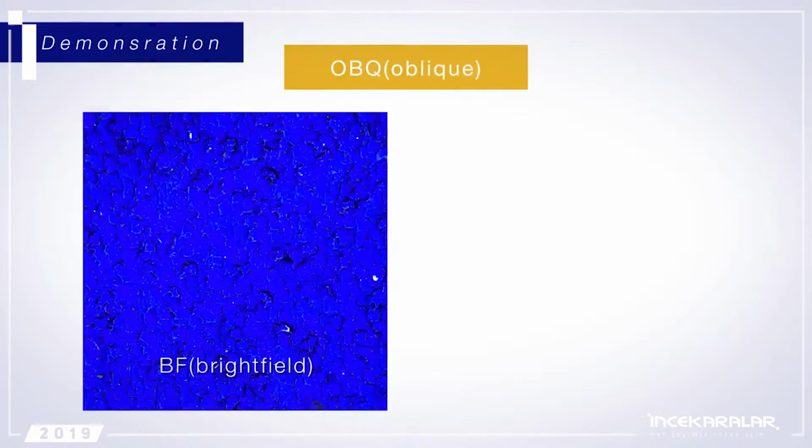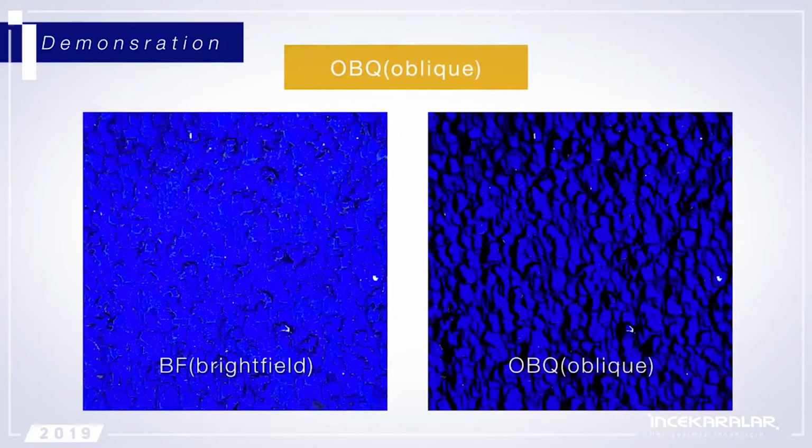The oblique observation method enhances the unevenness of a surface on the bright field only in one direction. This method is best for observing uneven or textured samples and cutting traces.